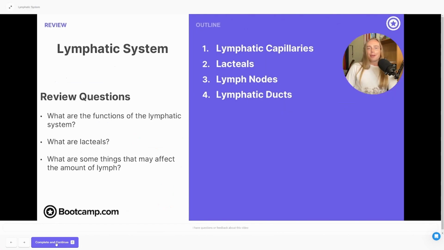Now that we've had our mini quiz, let's go ahead and do a few review questions to see what you learned today. First, what are the functions of the lymphatic system? Second, what are lacteals? And lastly, what are some things that may affect the amount of lymph? If you can answer these questions, you're well on your way to success.